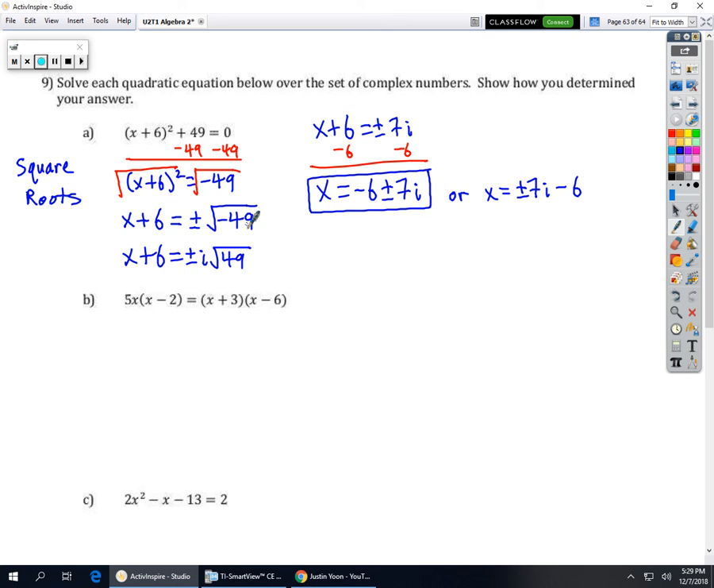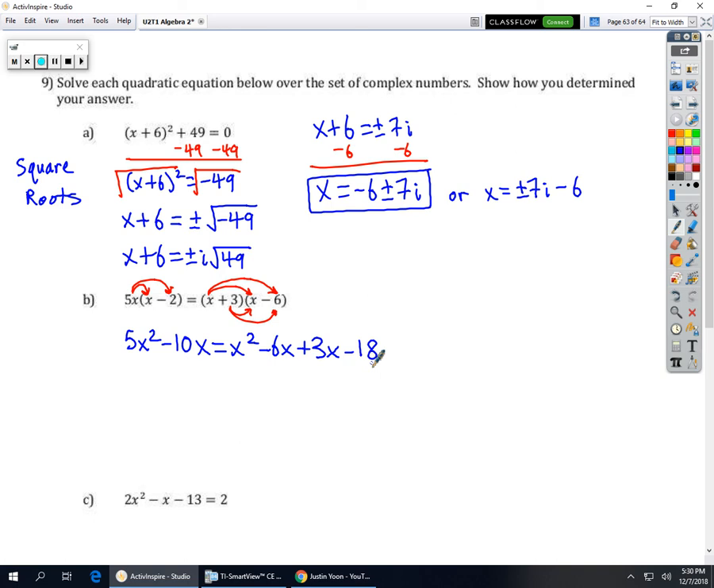For B, let's multiply this out first. This is kind of a disaster right now. And you absolutely don't have to draw the arrows. They're for people who need them. I'm just trying to cover all the bases. 5x times x is 5x squared. 5x times negative 2 is negative 10x. Equals x times x is x squared. x times negative 6 is negative 6x. 3 times x is 3x. 3 times negative 6 is negative 18.